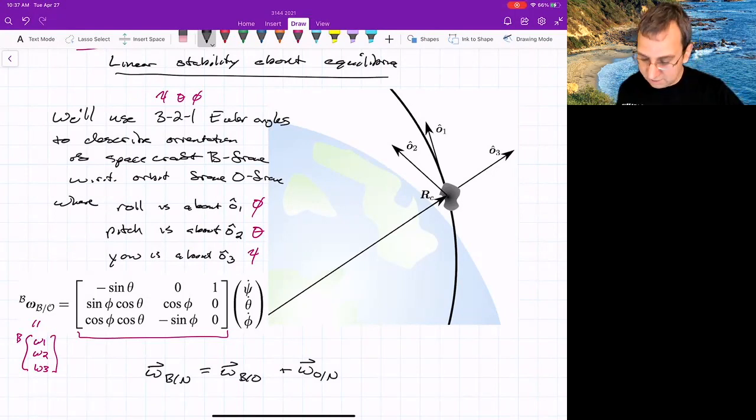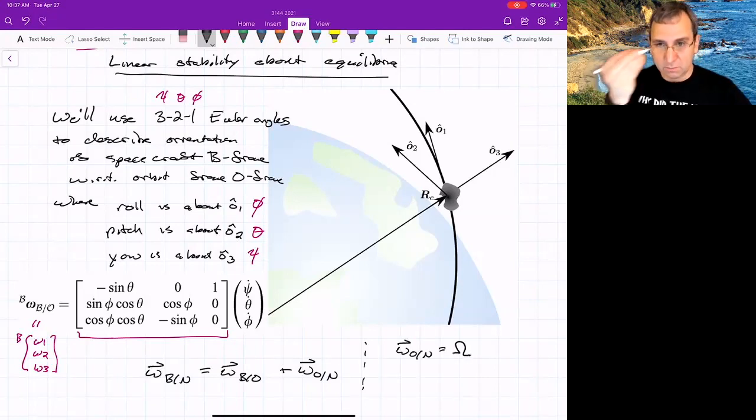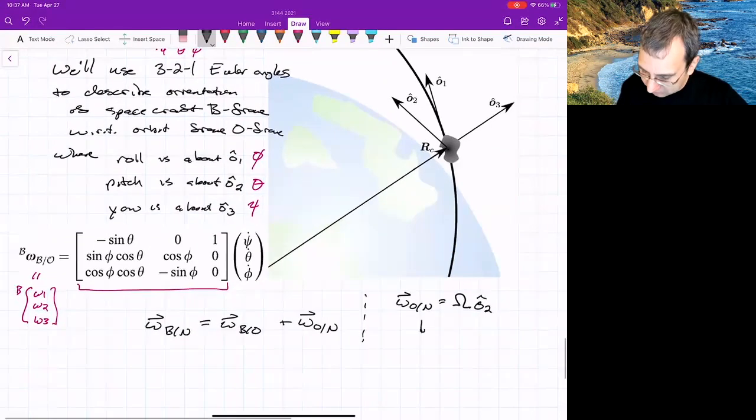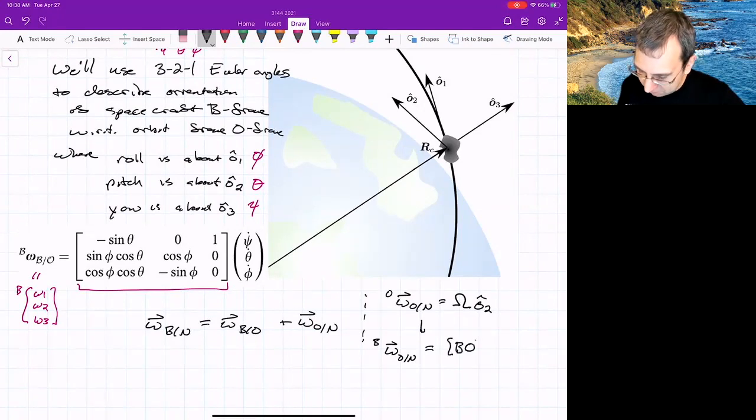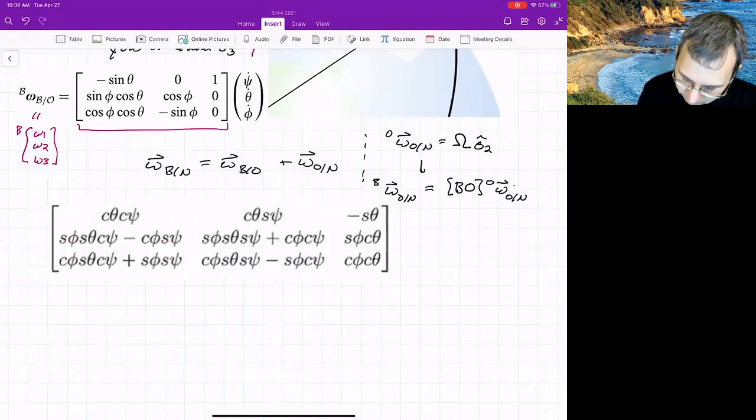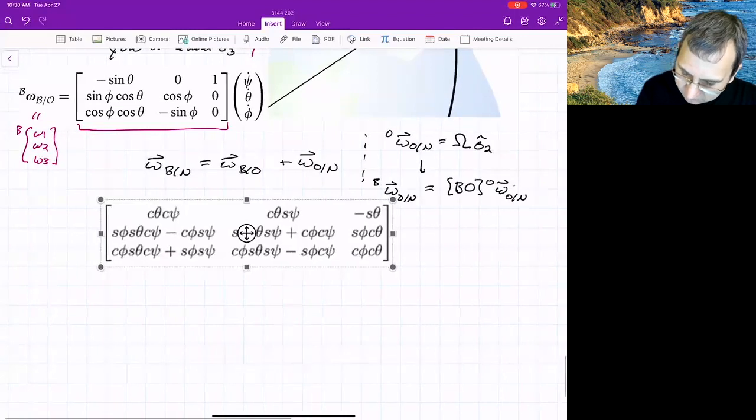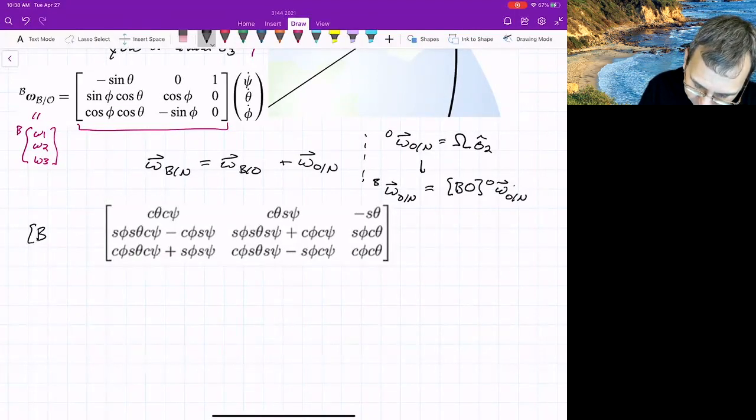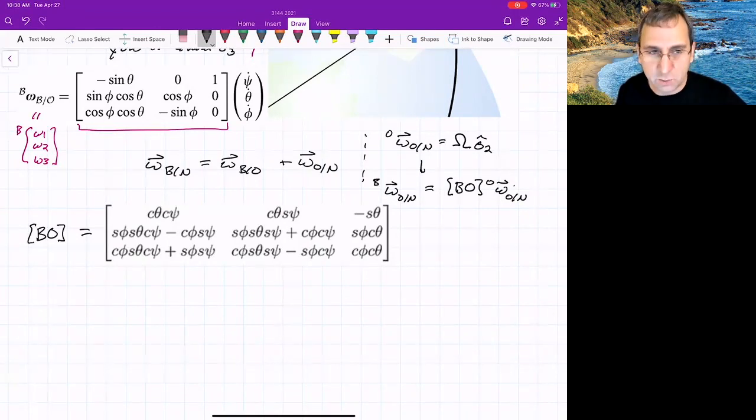We're also going to need, because omega ON is capital omega, the angular rate of the orbit frame. This is written in the orbit frame components, but we want to be able to write this in B frame components. And so what is that? It's BO times omega ON. So that means we need B with respect to O. But we said we're using the 3, 2, 1 Euler angles, so we already have what that formula is. There it is. We're just using the shorthand notation of C, S, and all that. So this is B with respect to O, using yaw, pitch, and roll, the 3, 2, 1 convention for the C matrix, the direction cosine matrix.